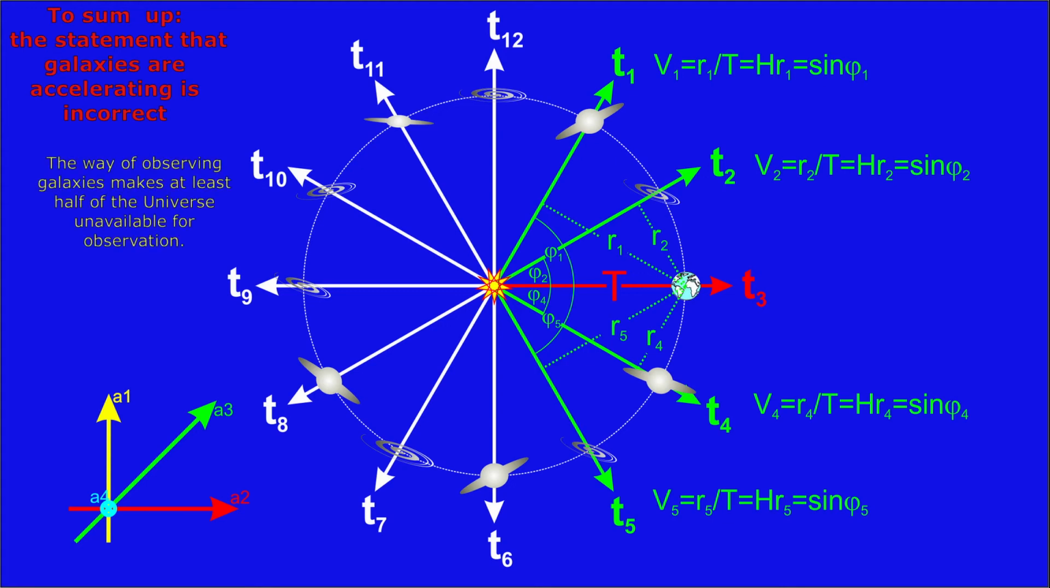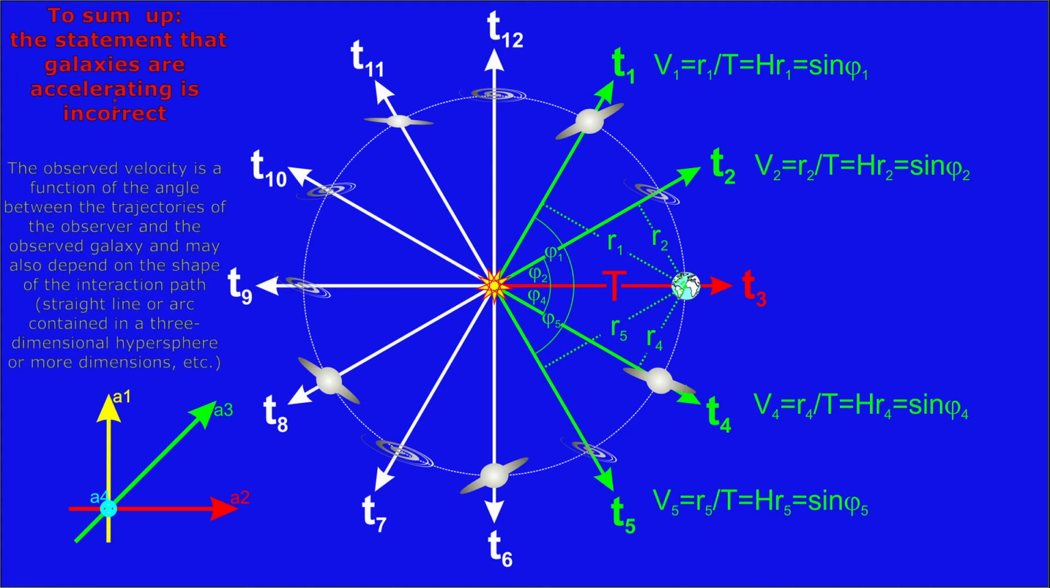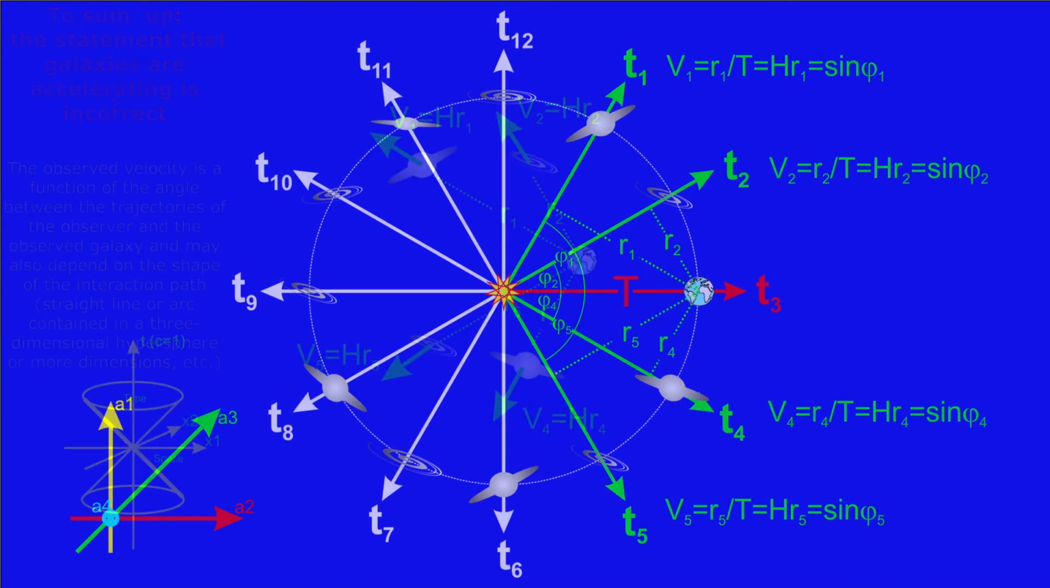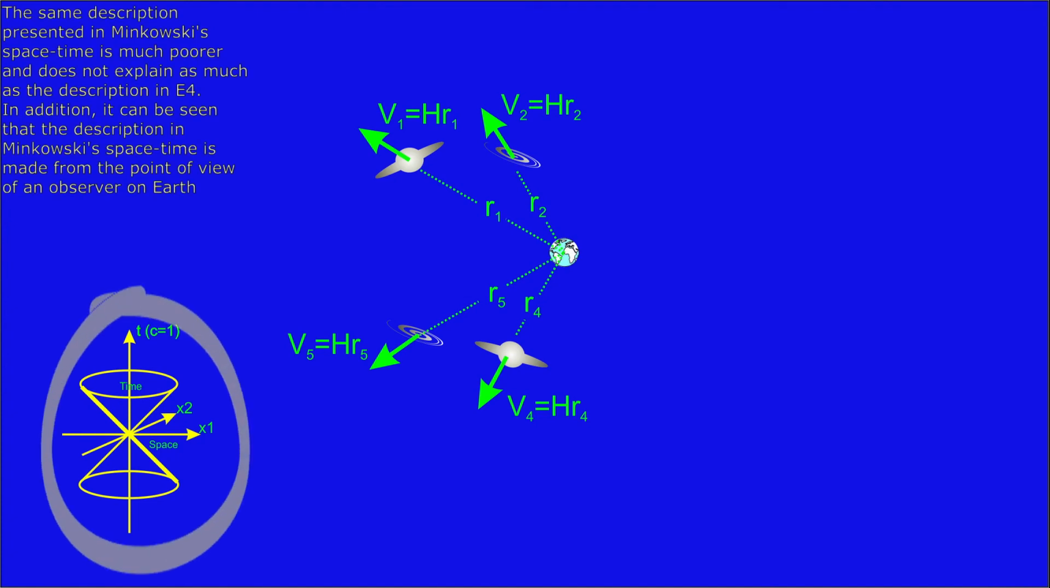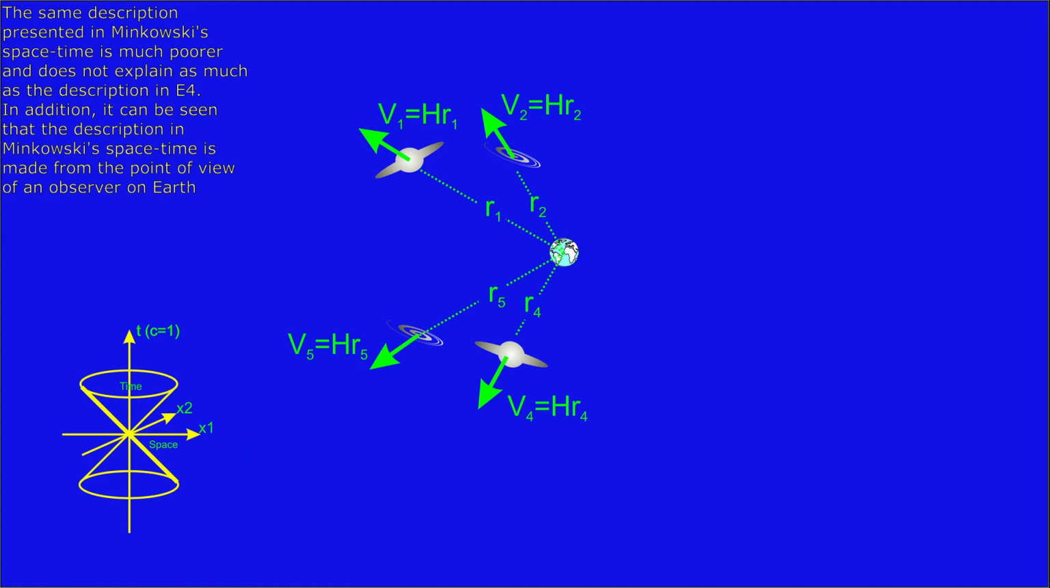The way of observing galaxies makes at least half of the universe unavailable for observation. The observed velocity is a function of the angle between the trajectories of the observer and the observed galaxy, and may also depend on the shape of the interaction path, straight line or arc contained in the three-dimensional hypersphere or more dimensions, etc. The same description presented in Minkowski spacetime is much poorer and does not explain as much as the description in E4.